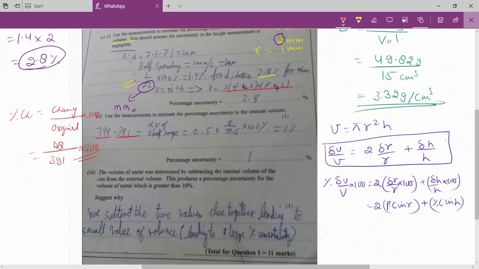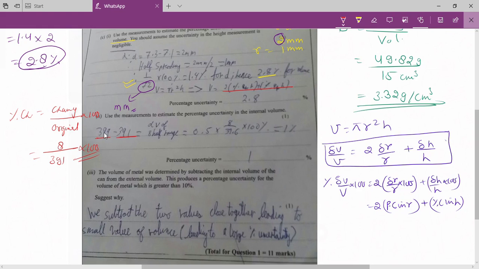Yes, just one question. When they wrote about this, I understood this, but I was a bit confused in the second part when they wrote 399. Because I always expected it to be like 398 minus 391, not 399 minus 391. Okay, no problem. 399, I think they are taking the round off value of that.